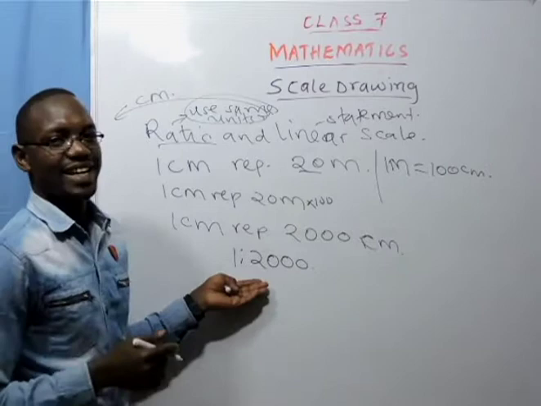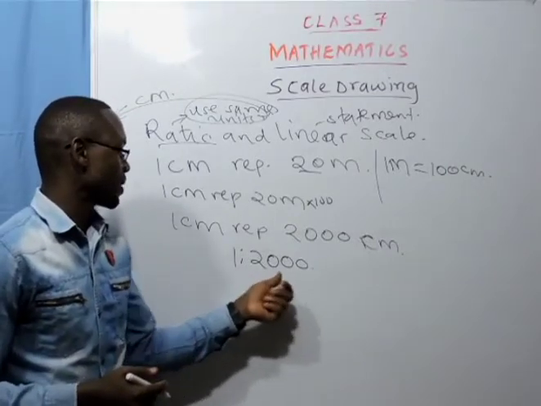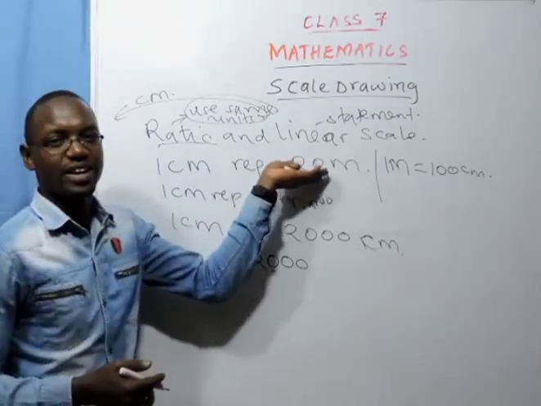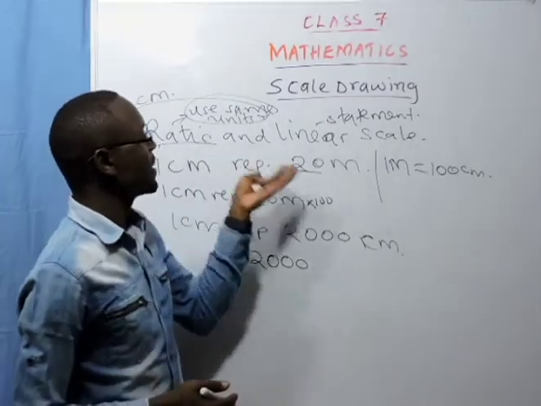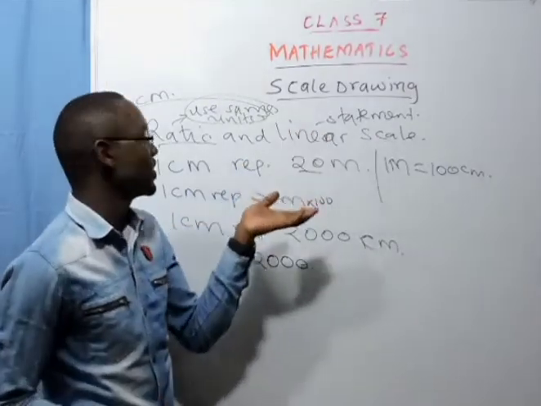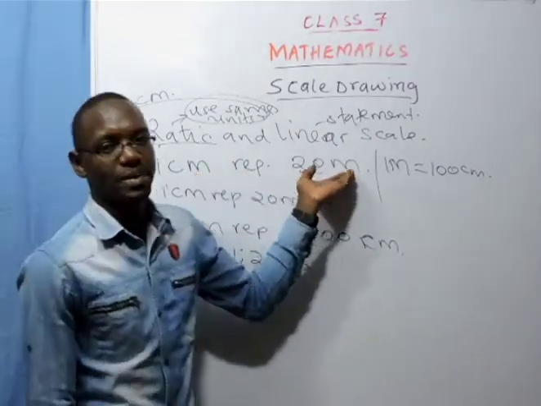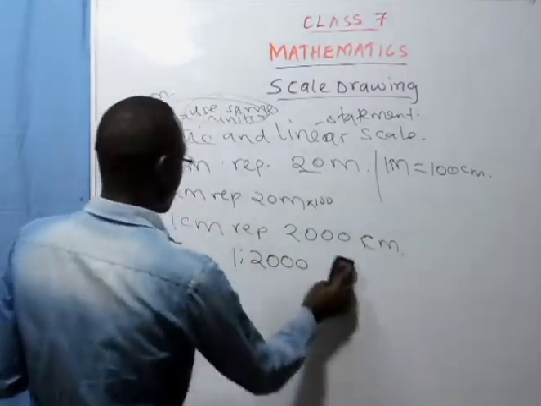So when you see a scale which is written this way, you can write it as a statement: 1 centimeter represents 2000 centimeters. Then you can go back to where we began. So between a scale in ratio form and in statement form, the difference is that in the linear scale, the ratio is in the form of a statement: 1 centimeter represents 20 meters. So that's how we do it. Then we have another example.